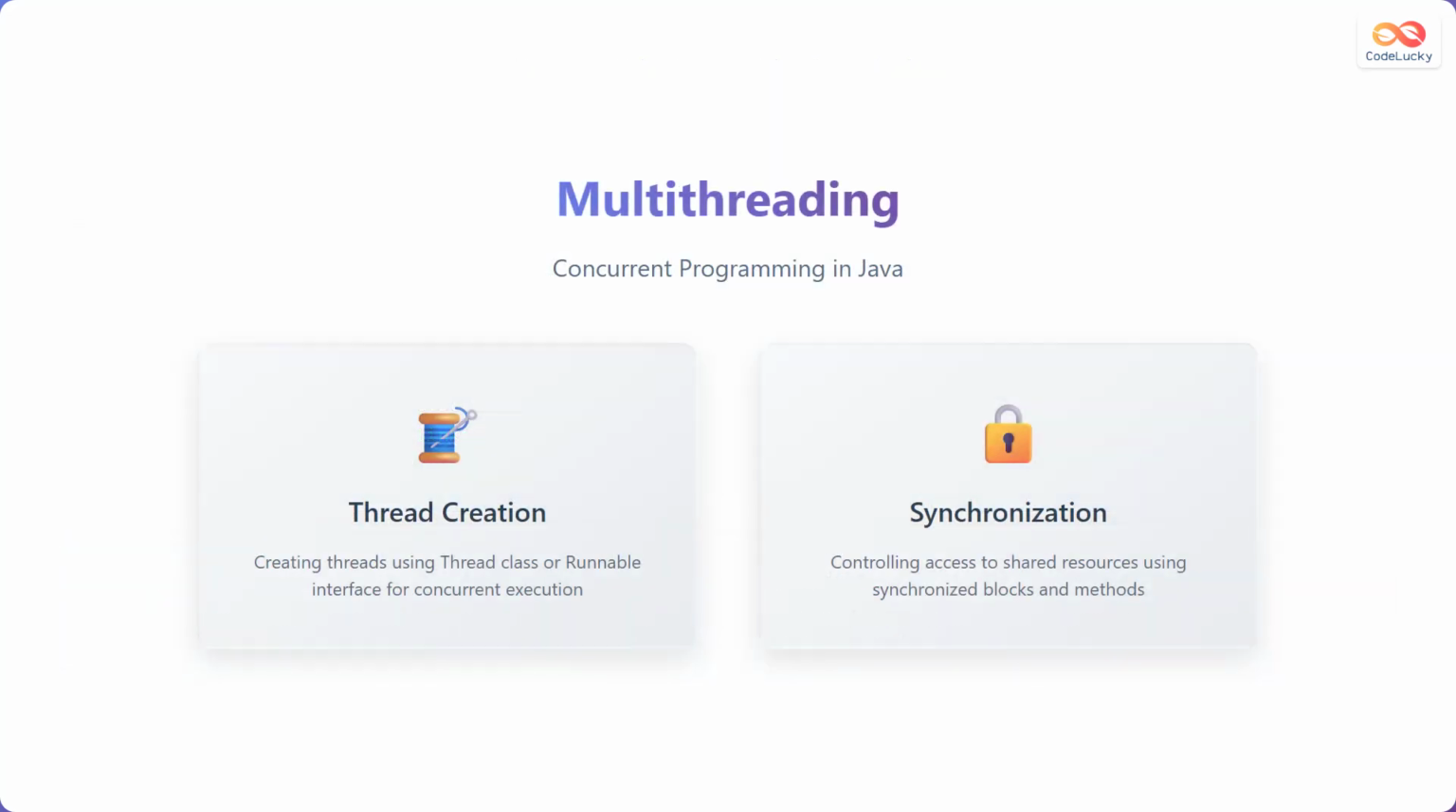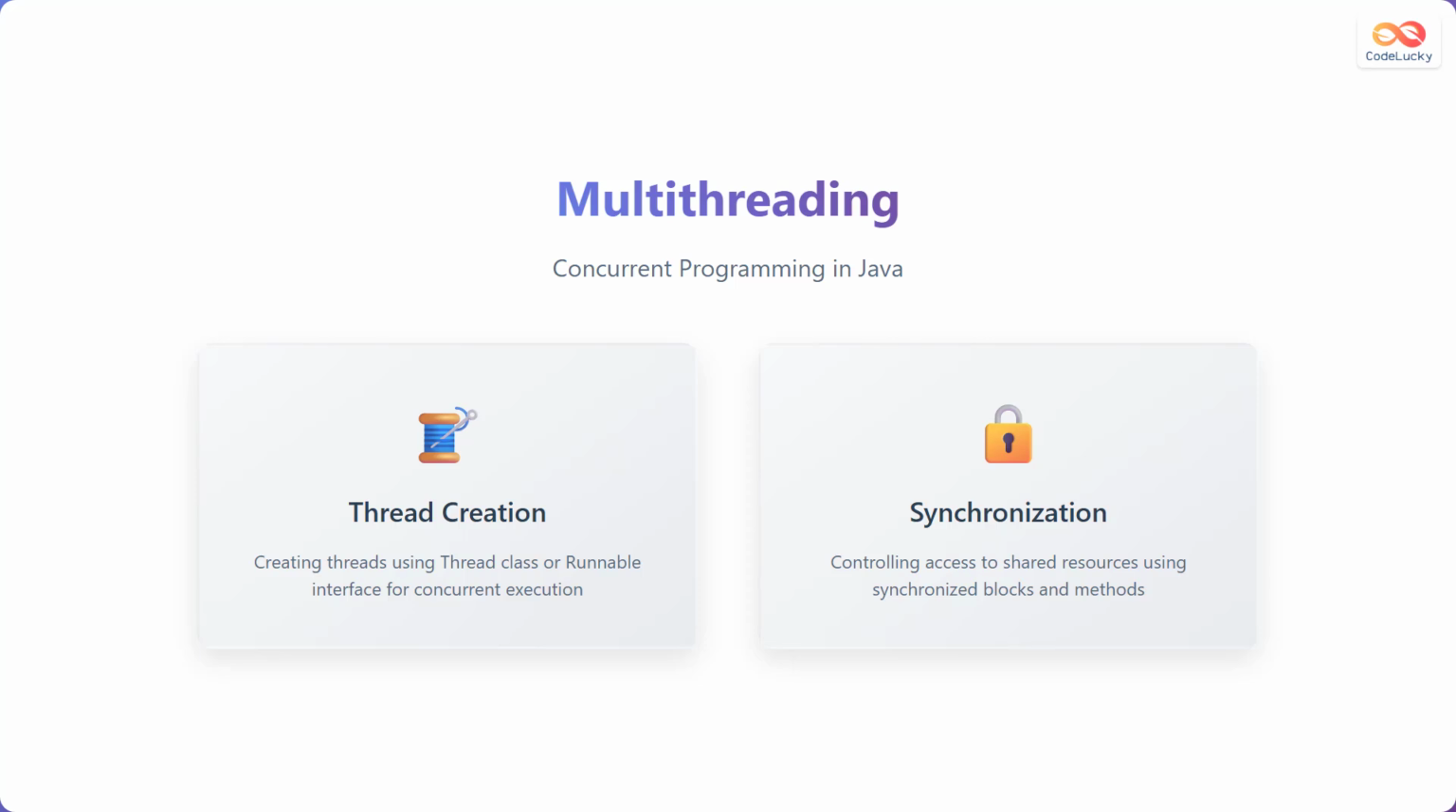Multithreading enables concurrent execution of multiple parts of a program, improving performance and responsiveness. Java provides robust support for multithreading through two main approaches. First is thread creation, which can be accomplished by extending the thread class or implementing the Runnable interface. The Runnable interface is generally preferred as it provides better flexibility and follows good object-oriented design principles.